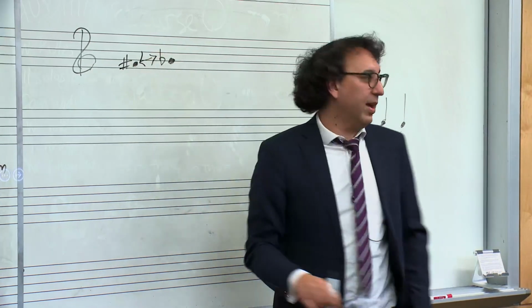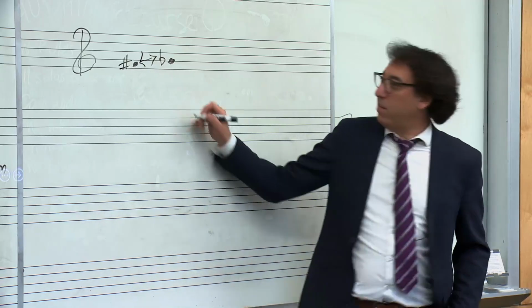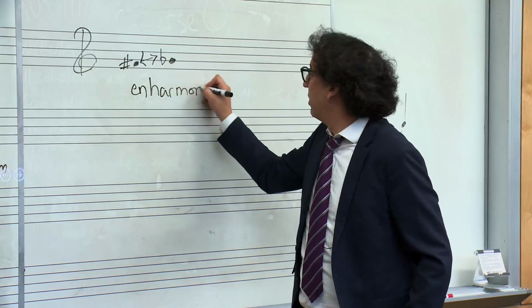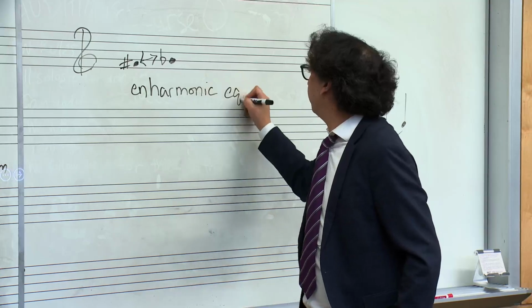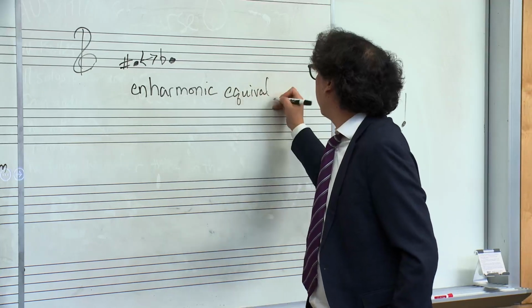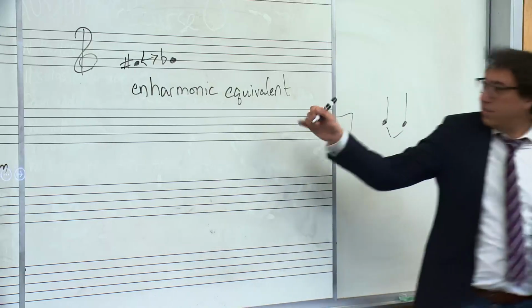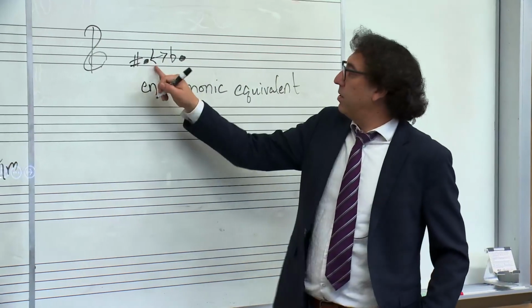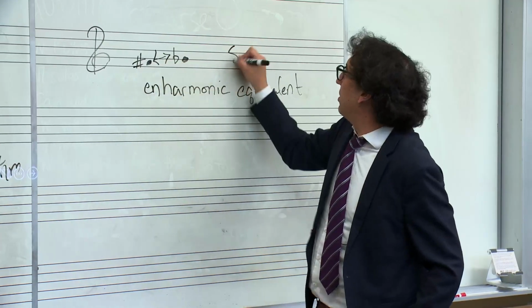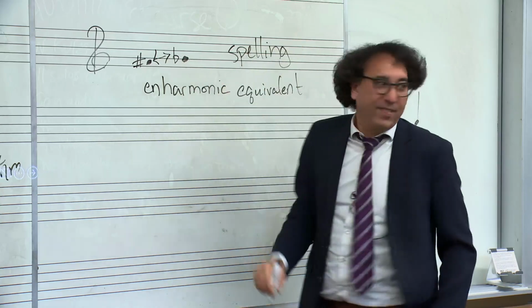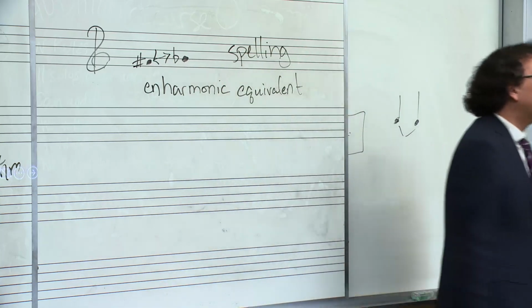What do we want to call that? Enharmonic equivalence. Good. They are enharmonically equivalent. Somebody tell me if I got my E's and A's right. Yeah, I did this time. We can also sometimes say they're equivalent under spelling, or not equivalent with spelling.